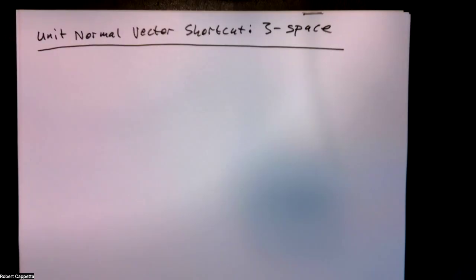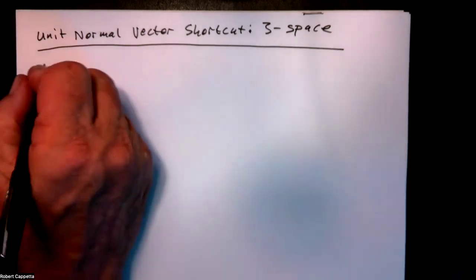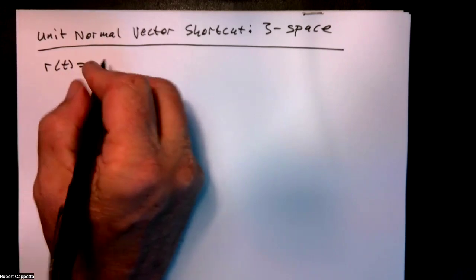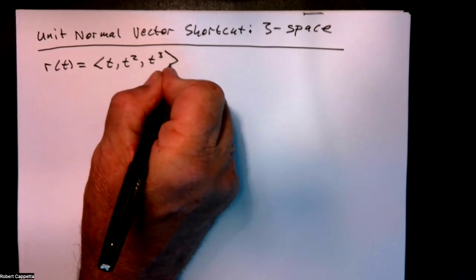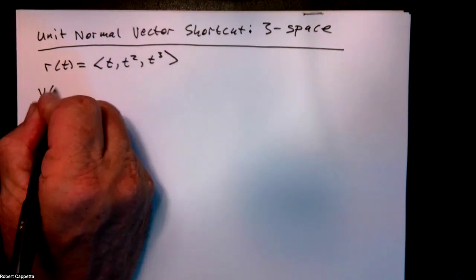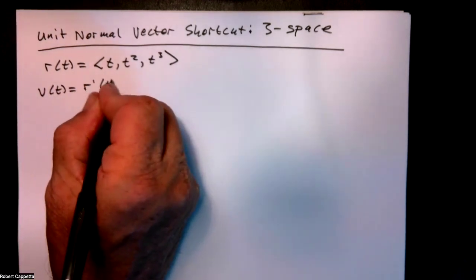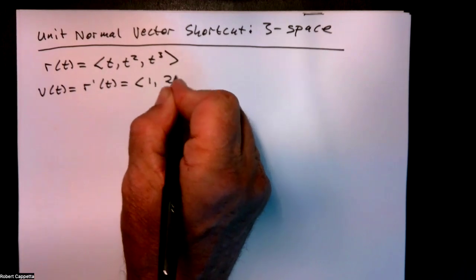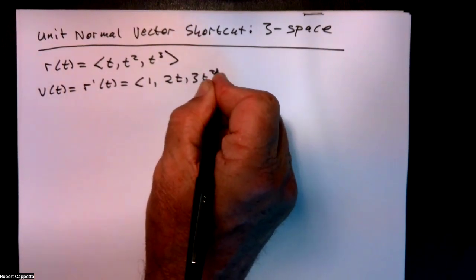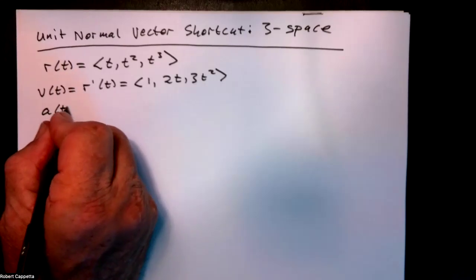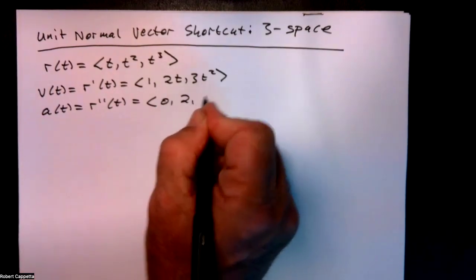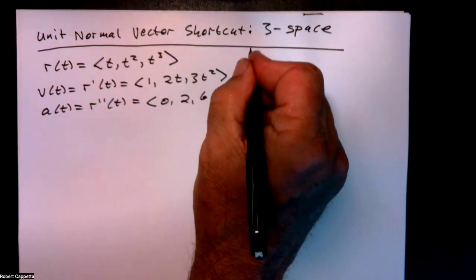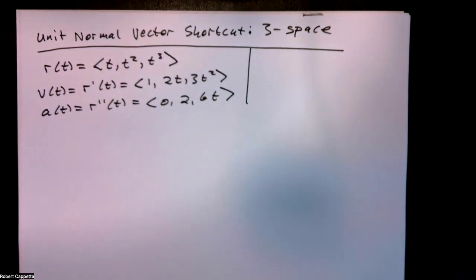For this lesson, we're going to look at the unit normal vector, and we're going to develop a shortcut for doing this in 3-space. And we're going to again look at the vector valued function r of t is t, t squared, t cubed. So what is the velocity at t? That, of course, is the first derivative at t, which is 1, 2t, 3t squared. How about the acceleration at t? That's the second derivative at t, which will be 0, 2, 6t.